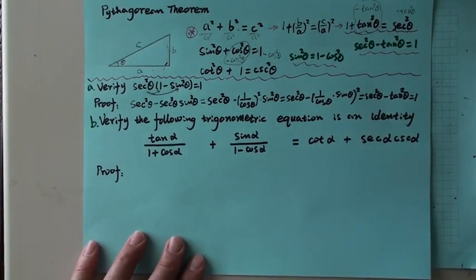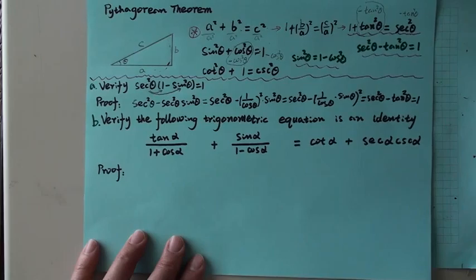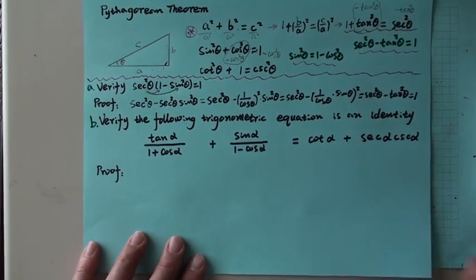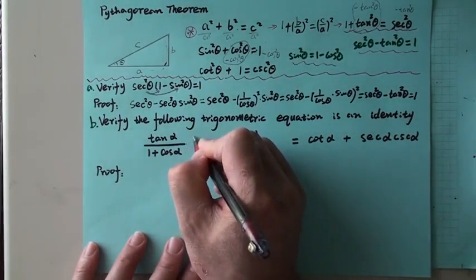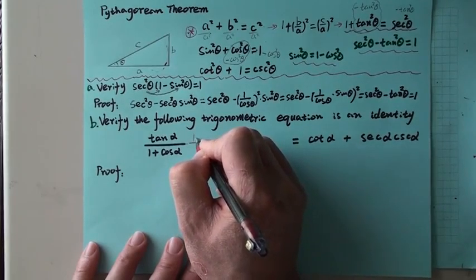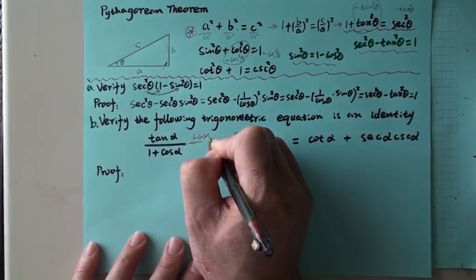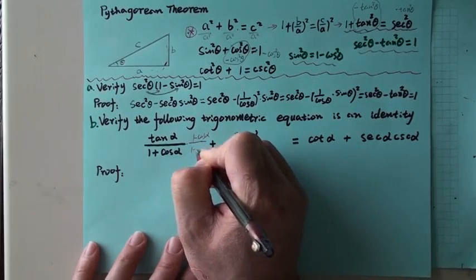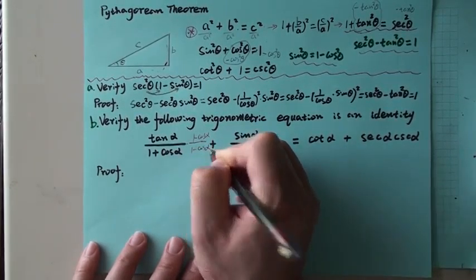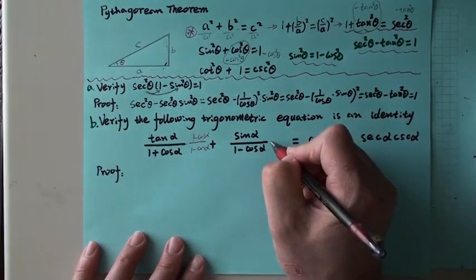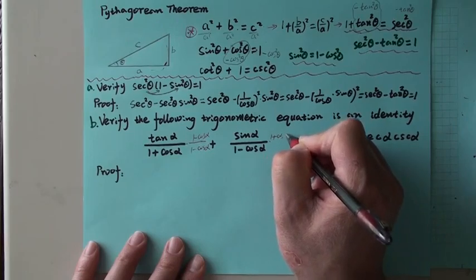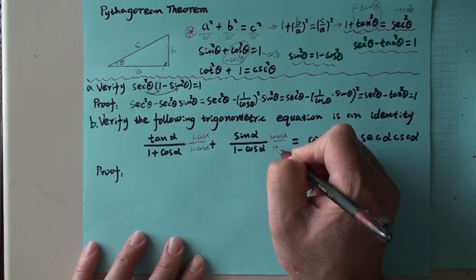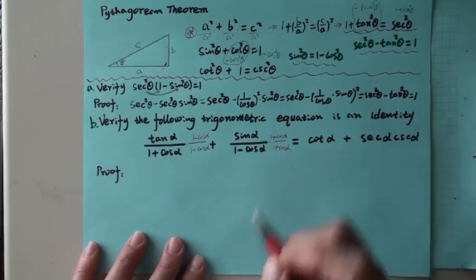This one looks harder, but it's not really that hard. First, the denominators are not the same, so you want to make the denominators the same. Multiply the first fraction by 1 minus cosine alpha upstairs and 1 minus cosine alpha downstairs. And here you do the same, multiplying by 1 plus cosine alpha, 1 plus cosine alpha.